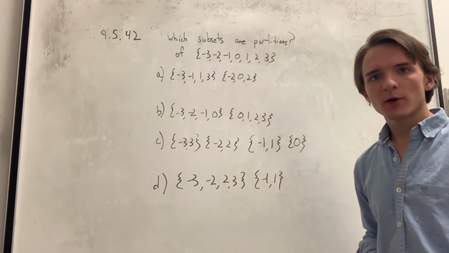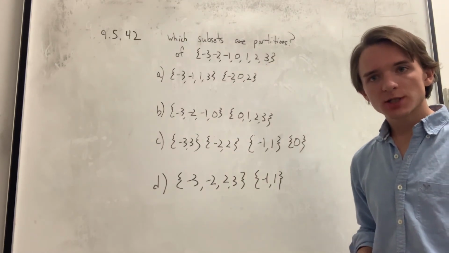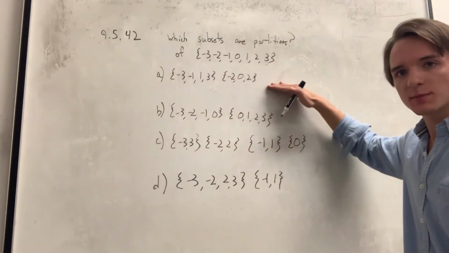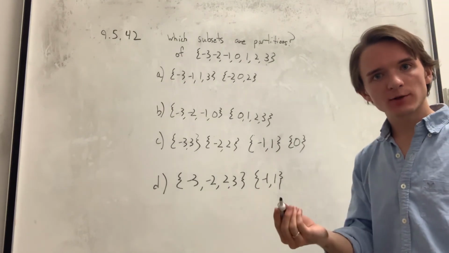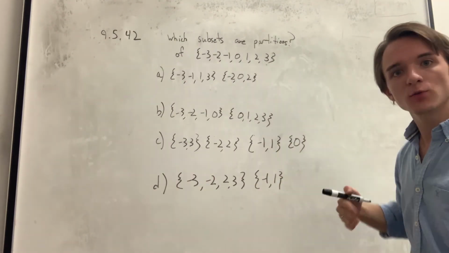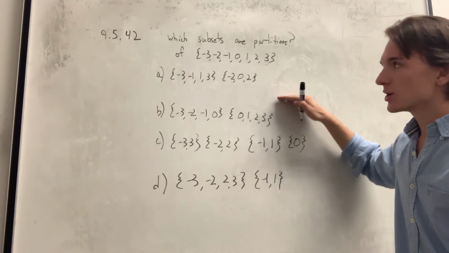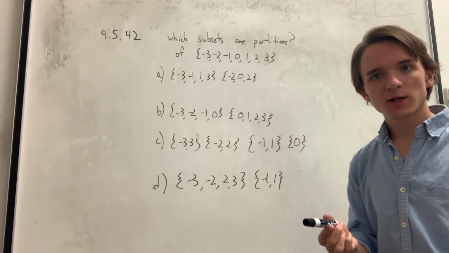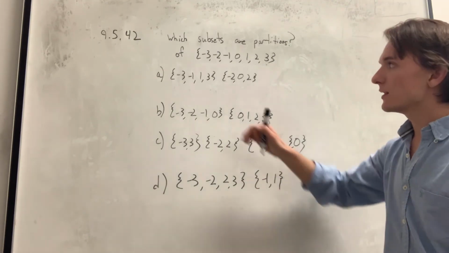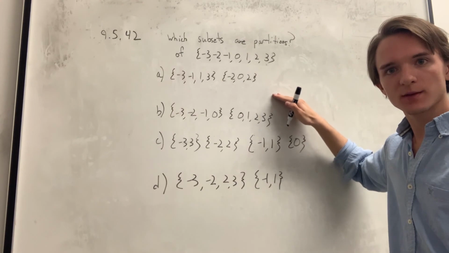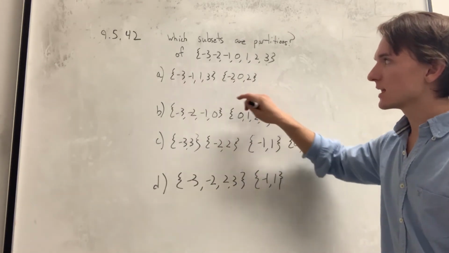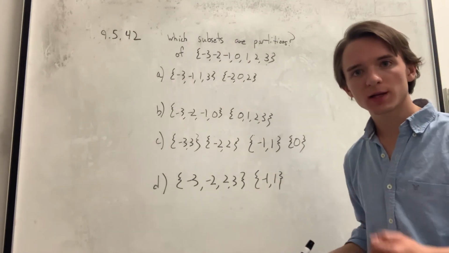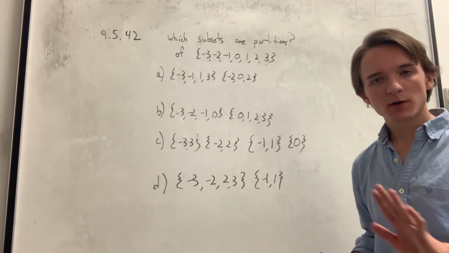Which subsets are partitions? Now, a partition into subsets basically means that the subsets should contain all of the values of the original set. So the union of all of the subsets should equal the original set. Also, in the definition of a partition, it must be that none of the sets overlap. So none of the subsets share any of the same values. For example, two subsets could not share 3 because then it would not be a partition.